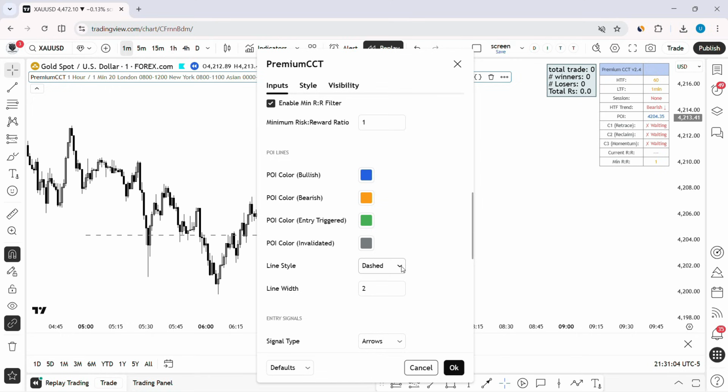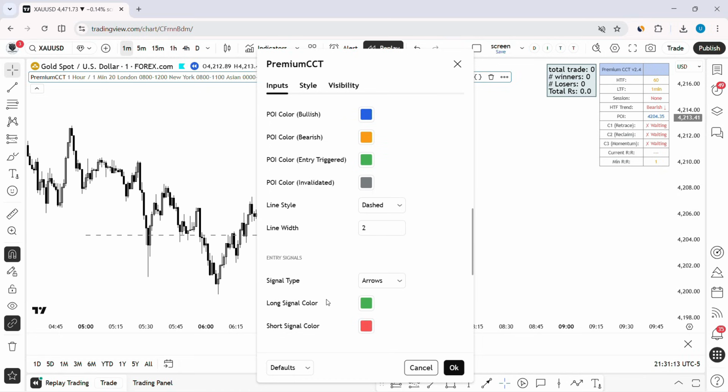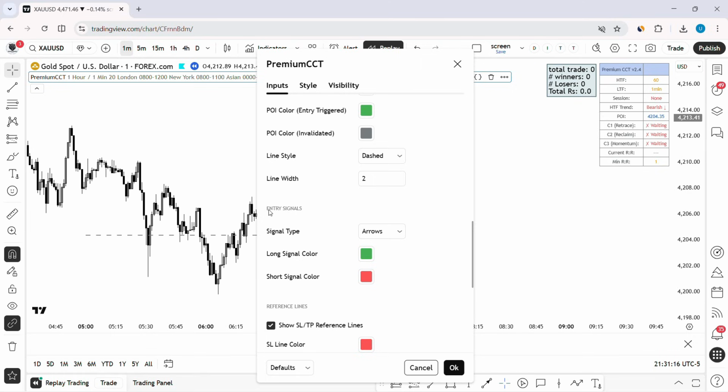After that, we have line style. You can choose the line style from here: solid, dashed and dotted. 3 options are there. Then you can choose the line width. Right now it's at 2. Then the next section is entry signals. This section shows the signal type. You can choose from these 3 options. Then we have long signal color and short signal color. You can also change these.